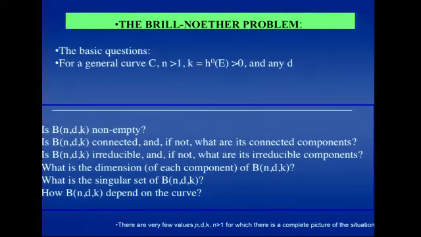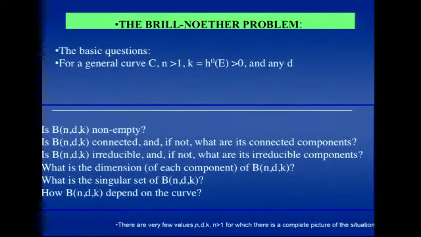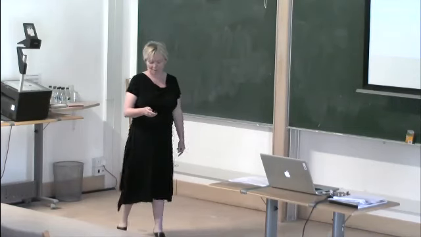Now, the Brill-Noether problem is really formulated for higher rank. The standard questions are: is this variety non-empty? This is not completely answered yet. Is it connected? If connected, how many components? If it's irreducible, what are the components? What's the dimension? Does the situation follow the expected dimension? What are the singular sets? And does B(n,d,k) depend on the curve? That's what is happening right now: it turns out that in many cases it depends a lot.